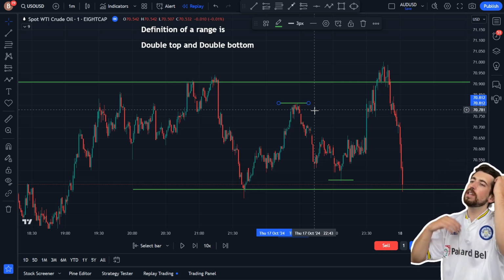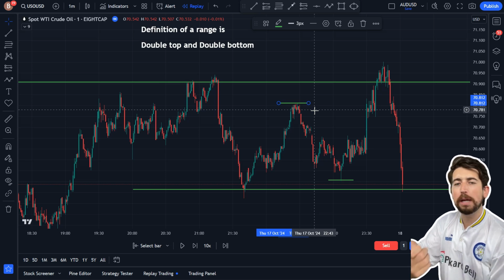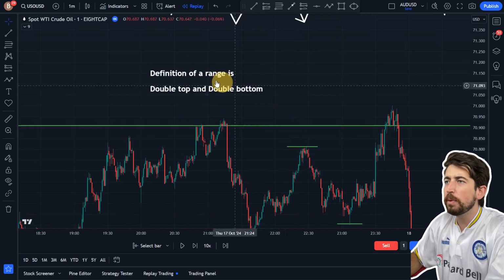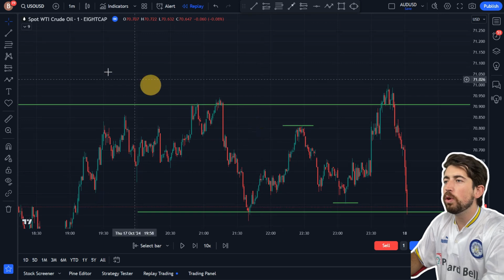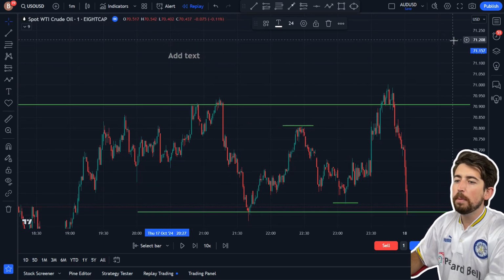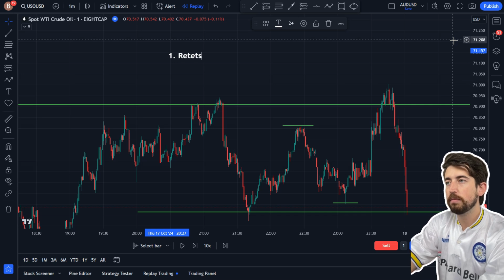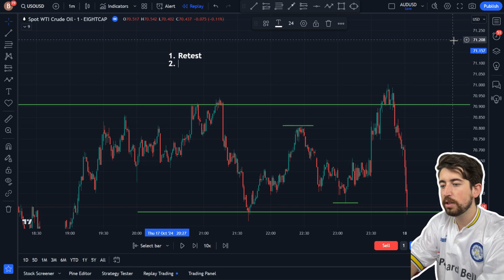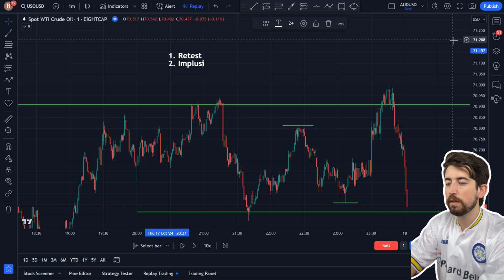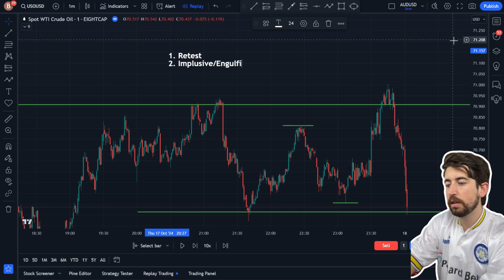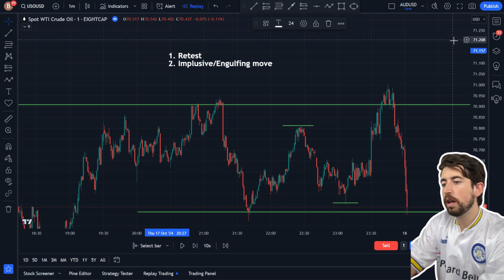What is going to give us confirmation that we should be hopping in? There's a few things that we could be going over. And I want to go over all of them so it makes sense. Number one, we need to look for a retest. And we need to look for, after the retest, an impulsive slash engulfing move back into the range.